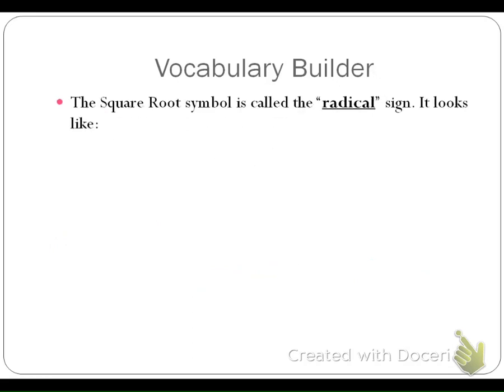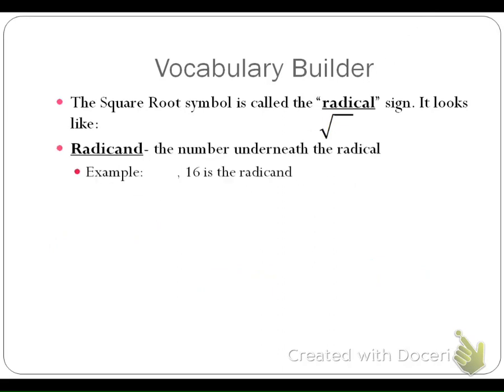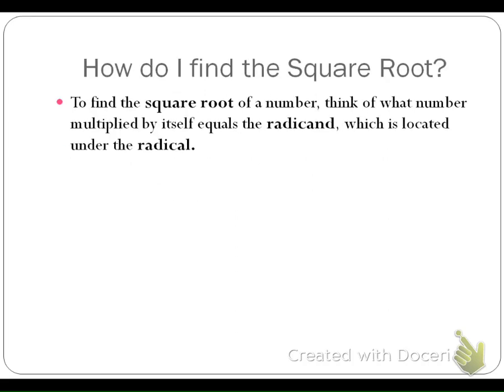So the square root symbol is actually called a radical sign. It looks kind of like a division sign, but with a check mark in front of it. The radicand is the number that's underneath the radical sign. So if you're asked to evaluate a square root of a number, you need to always ask yourself, well, what number can I multiply by itself that equals the radicand? Let's try it. The square root of 25.